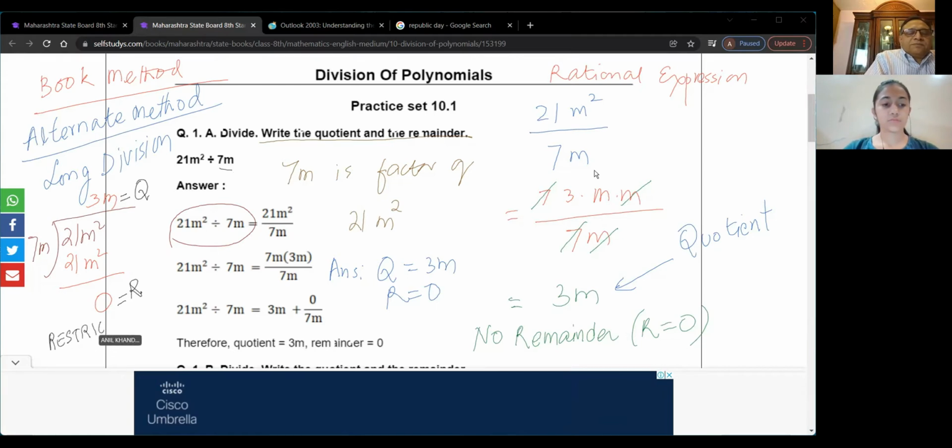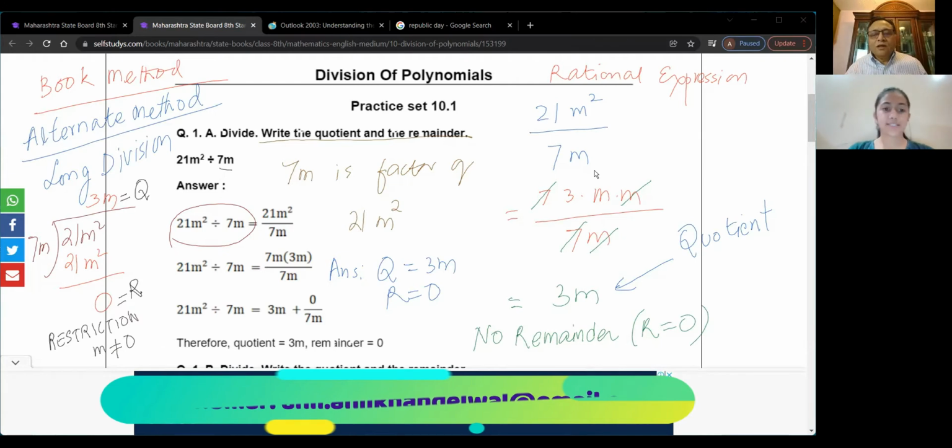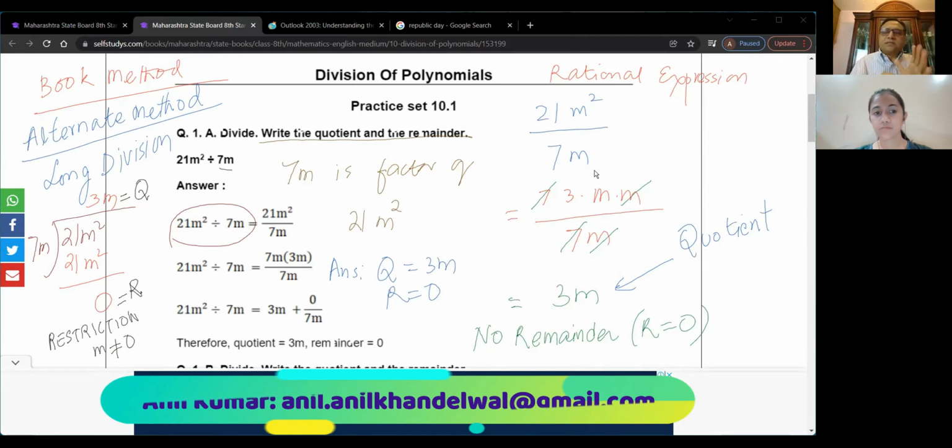Restriction is that m is not equal to 0 because you cannot divide by 0. You understand? Now we can see how to solve a polynomial division question. Maybe simple. We are dividing a monomial by a monomial. But the important thing is understanding all the steps. If we understand the steps, we can actually solve very complicated and difficult questions.